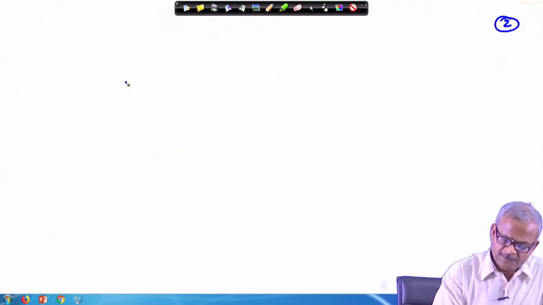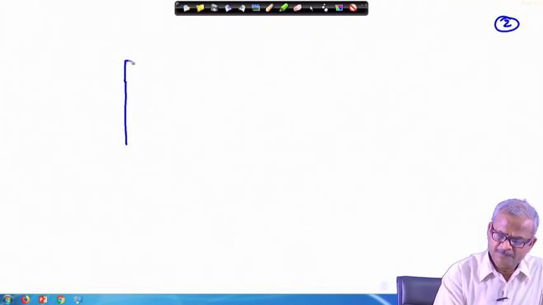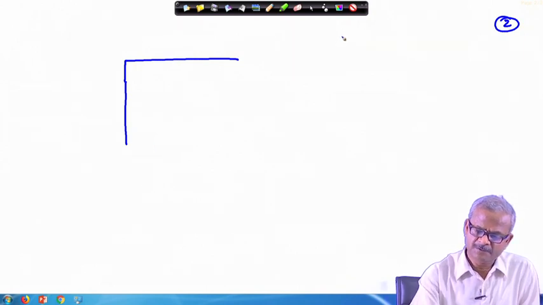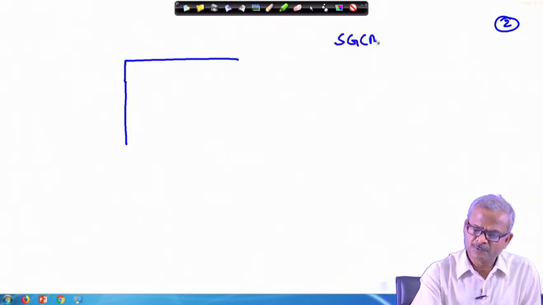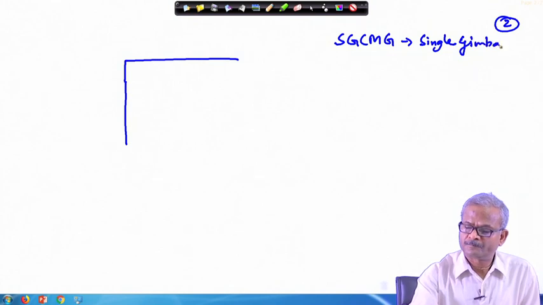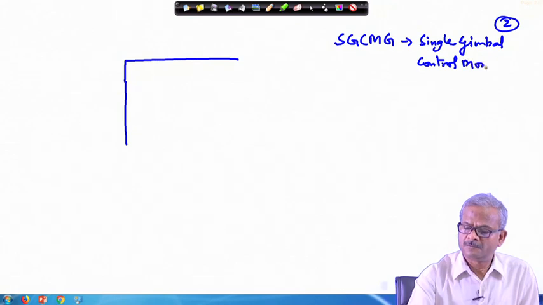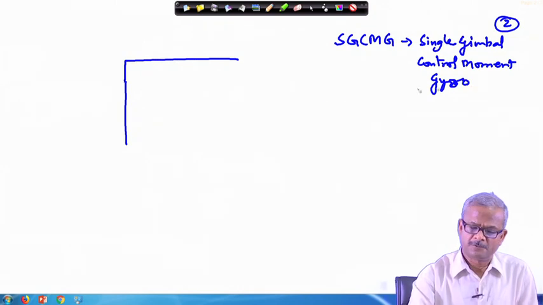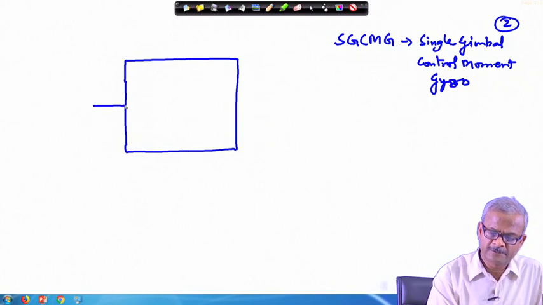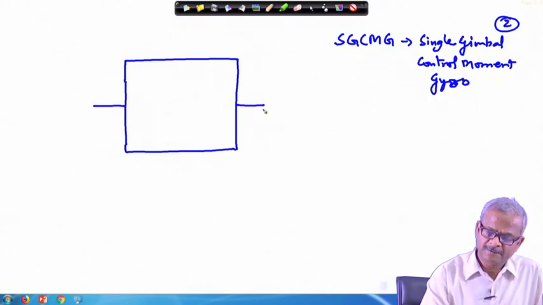Now let us look into what we have been discussing about the single frame control moment gyros, or single gimbal control moment gyro. We can write this as single gimbal control moment gyro.